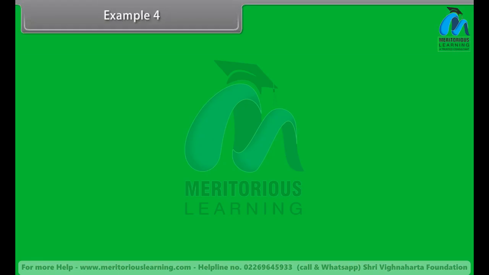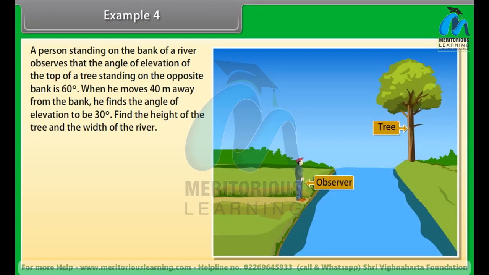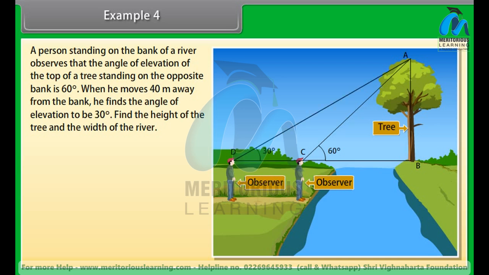Example 4. A person standing on the bank of a river observes that the angle of elevation of the top of a tree standing on the opposite bank is 60 degrees. When he moves 40 meter away from the bank, he finds the angle of elevation to be 30 degrees. Find the height of the tree and the width of the river.